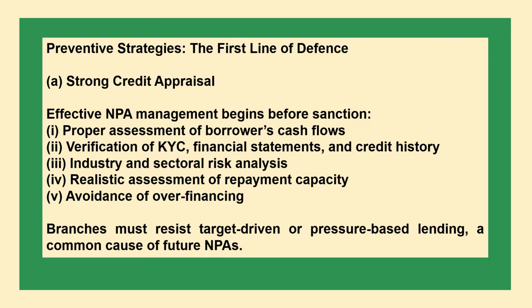Preventive strategies: the first line of defense. Strong credit appraisal. Effective NPA management begins before sanction. Proper assessment of borrowers' cash flows, verification of KYC, financial statements, and credit history. Industry and sectoral risk analysis. Realistic assessment of repayment capacity. Avoidance of overfinancing. Branches must resist target-driven or pressure-based lending, a common cause of future NPAs.